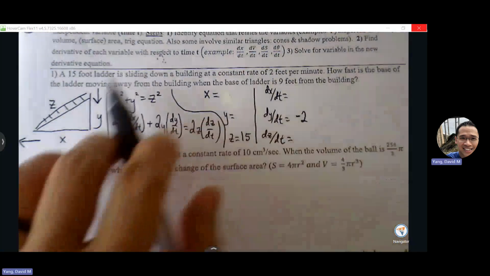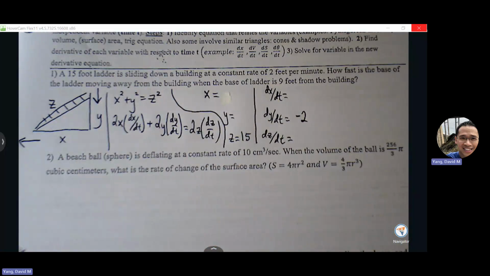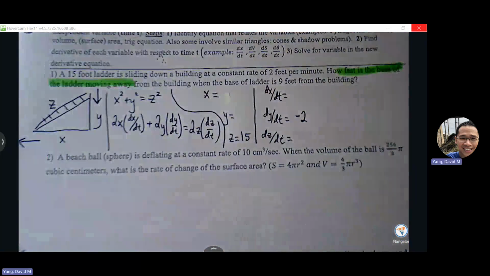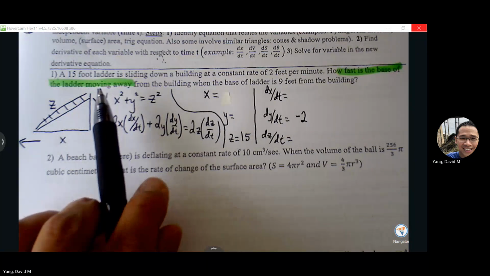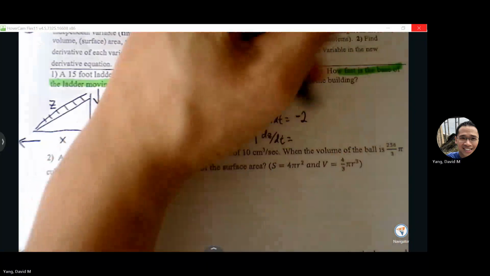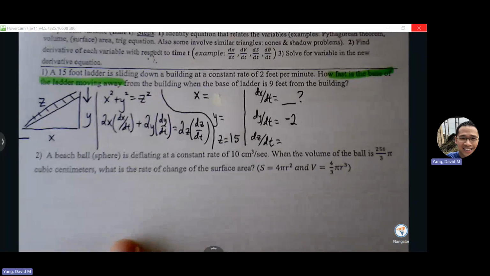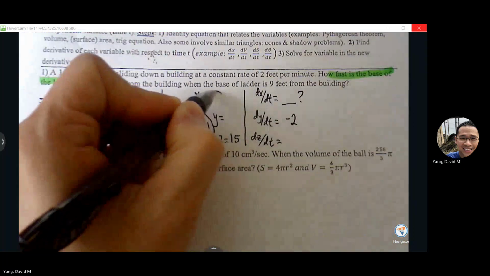How fast is the base of the ladder moving? What are we looking for? What's our ultimate goal here? dx/dt. We know it's not just x because you see the word fast, you see the word moving. You know there's some sort of a rate going on. Okay, so dx/dt is what we're looking for. x equals 9, right? When there's a moment in time when the base of the ladder is 9 feet, so 9.